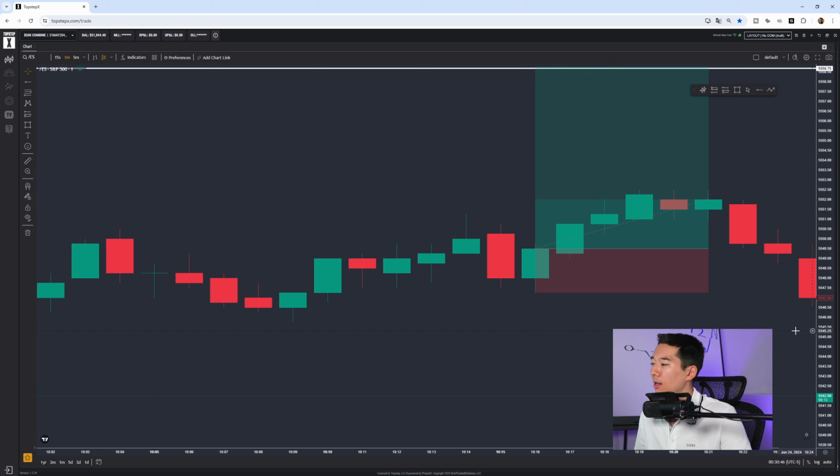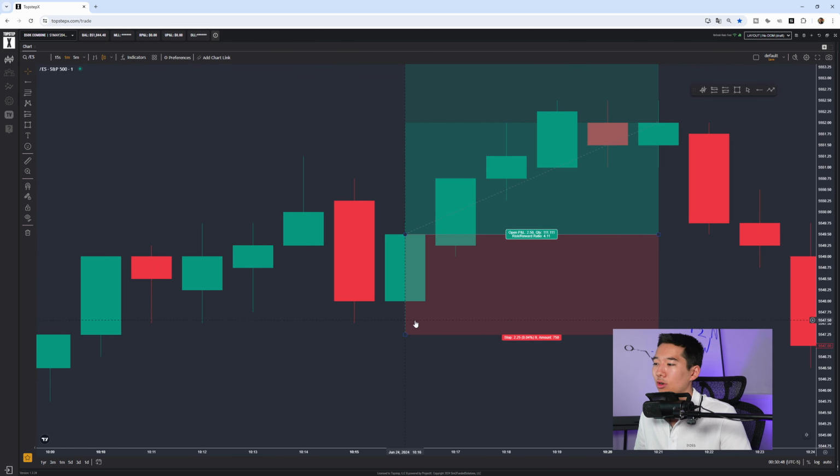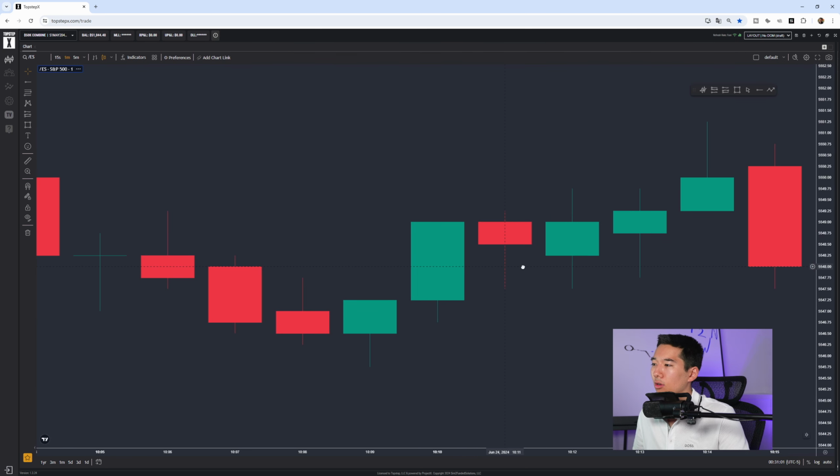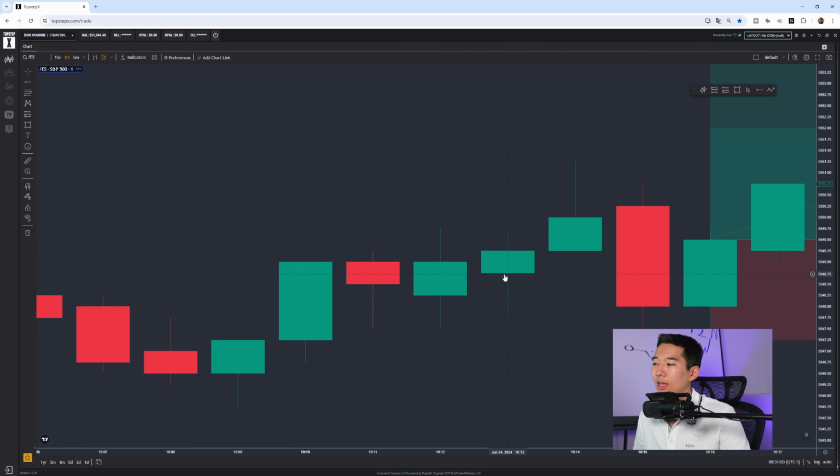So a green candle always, and this is because it's a 1 minute chart, opens at the bottom where the body is. This is the body here, and it closes at the top. We're going to use this green candle here. This one is good, so let's use this one. A green candle opens at the bottom and closes at the top.